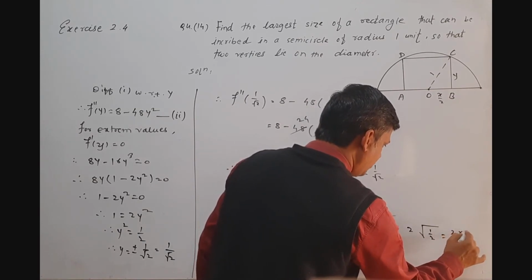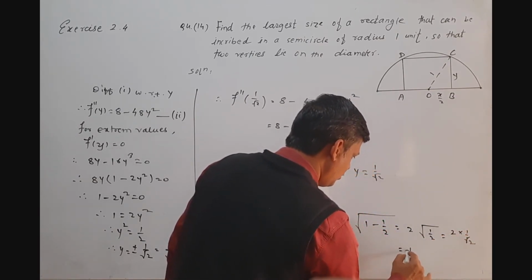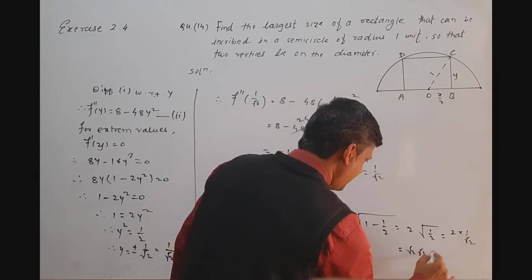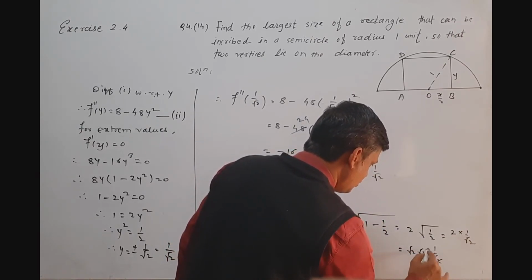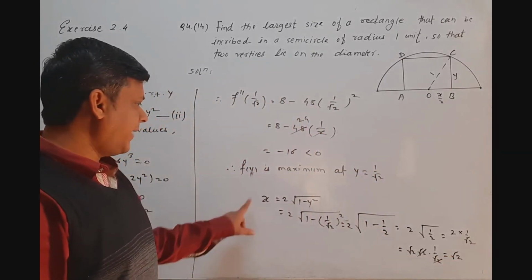So 2 into 1 by root 2. So we write this 2 as root 2 into root 2, and this 1 by root 2. So this root 2 gets cancelled. We get root 2 as the value of x.